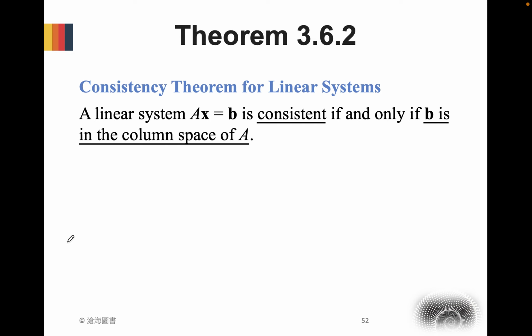Theorem 3.6.2. A linear system Ax equals b is consistent if and only if b is in the column space of A. So this theorem is extremely important in linear algebra.